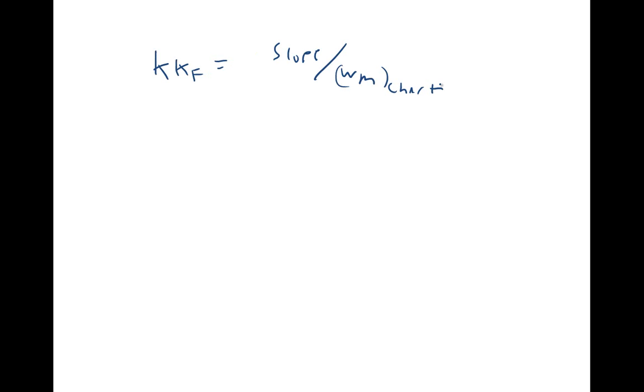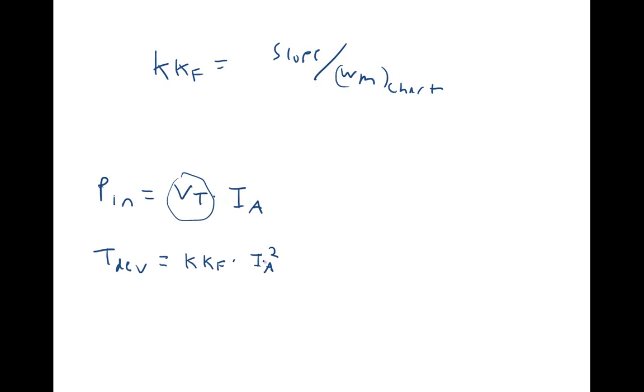So, what else do we know? Well, we know IA, we solve for that, but we also know that the input power has to be equal to VT times IA. We know IA, so we can use the input power to find VT. We know the developed torque has to be equal to KKF, which we just solved for, times IA squared. So, since we know IA, we know the developed torque.